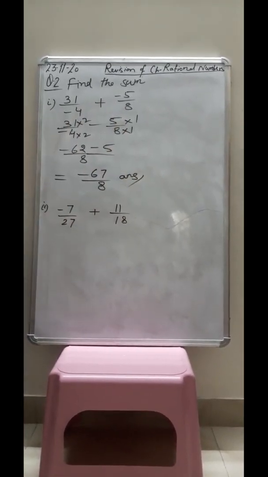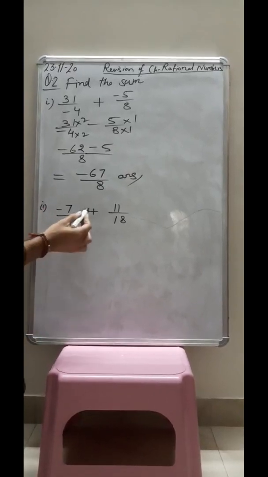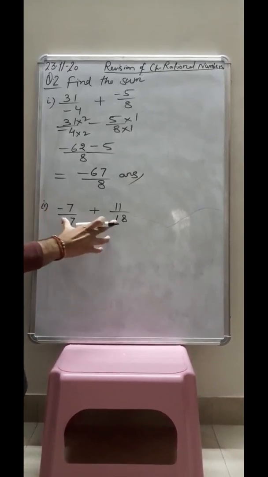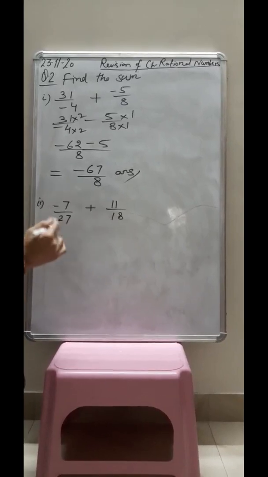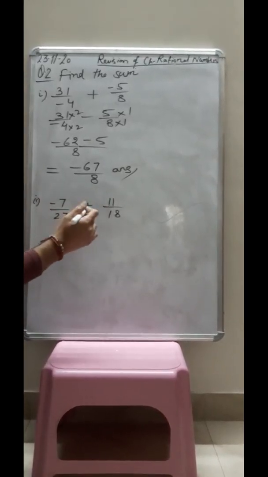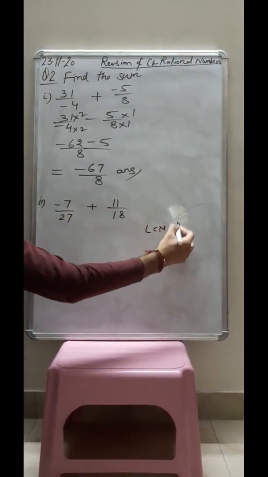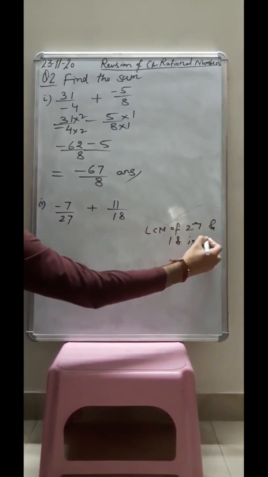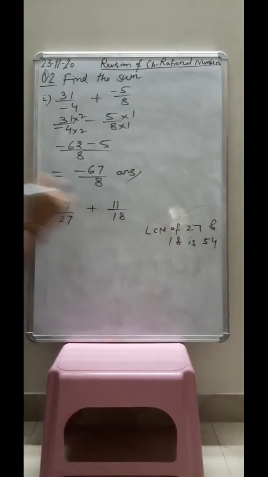Now the second part. In the second part, the rational numbers are minus 7 upon 27 plus 11 upon 18. Again we have to add the rational numbers. First we will see the denominators 27 and 18. They are not the same, so to make them the same, we have to take the LCM. The LCM of 27 and 18 is 54.